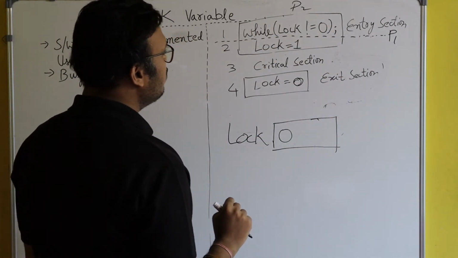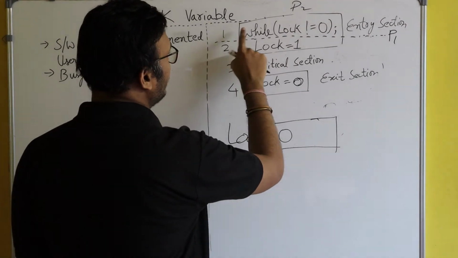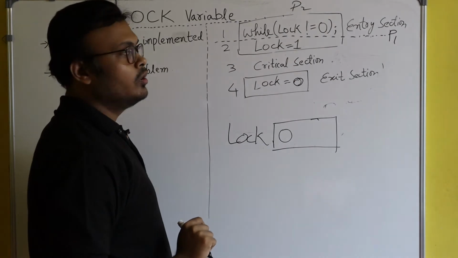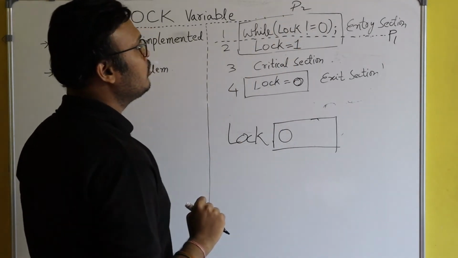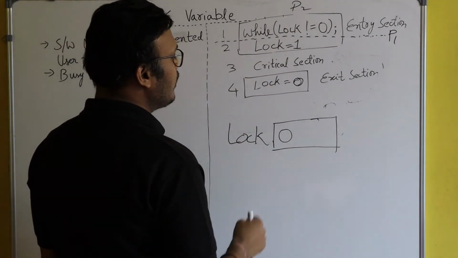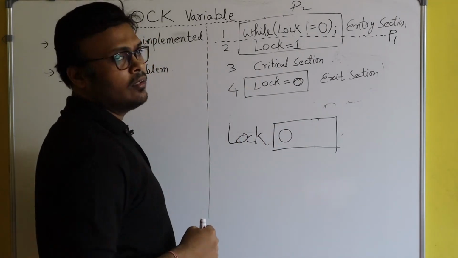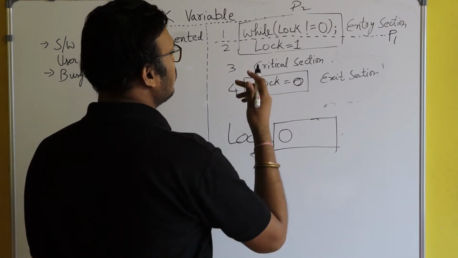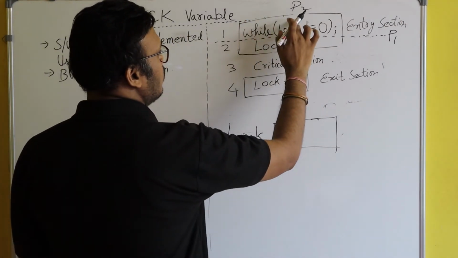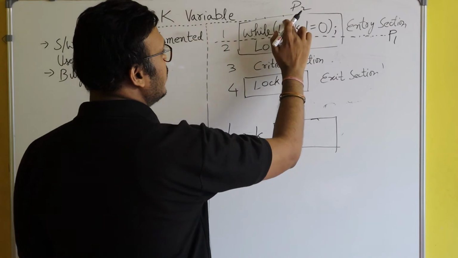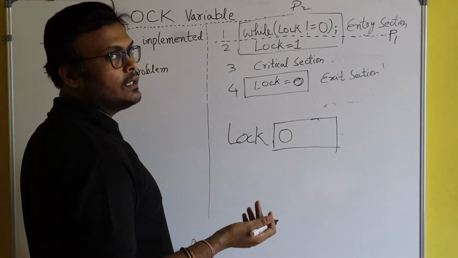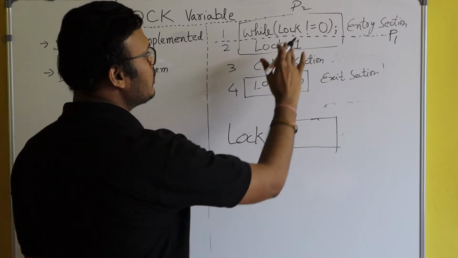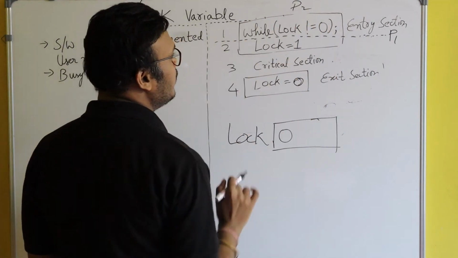So what will process P2 do? P2 will execute line number 1: while lock not equal to 0. So here you see, what is the value of lock? The value of lock is 0 itself. It has not changed to 1. So what will P2 evaluate? 0 not equal to 0. Obviously, this is a false statement. So the while loop will be broken for P2 also.